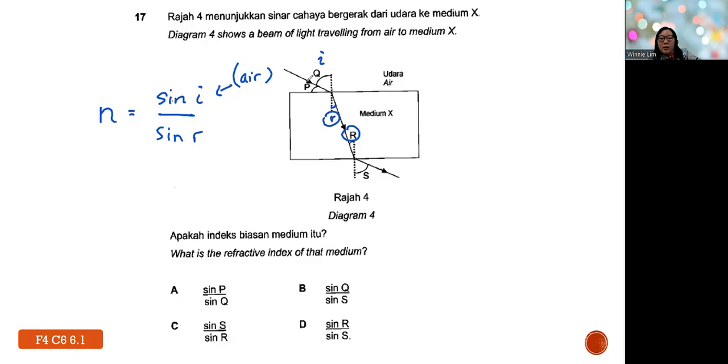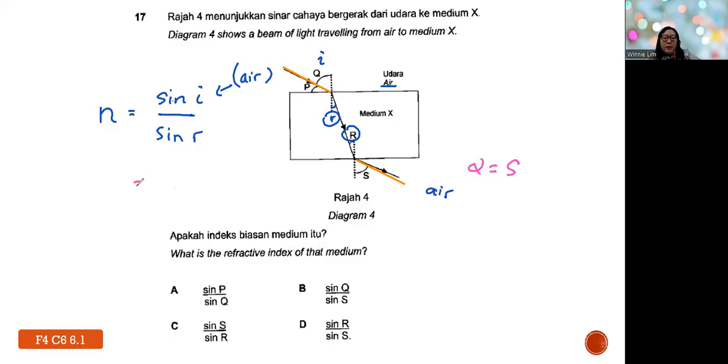Then S and this Q, of course, this is an emergent ray, but these two rays are in the same medium, air, so when you come out, you also come out into air. That's why these two lines are supposed to be parallel. If they are parallel, that means the angle of Q also equals the angle of S.